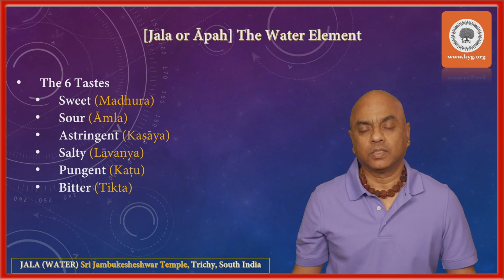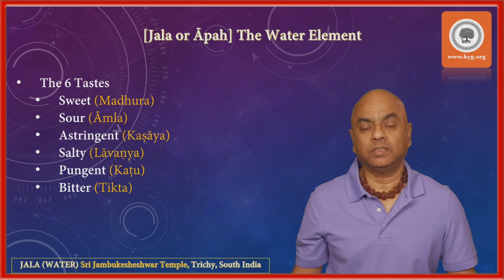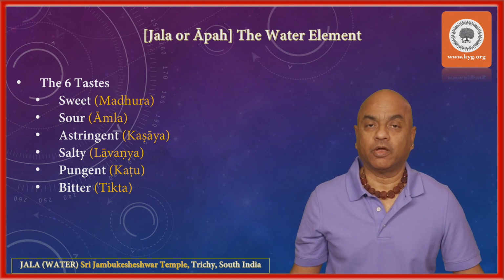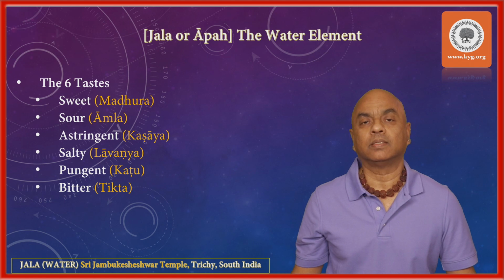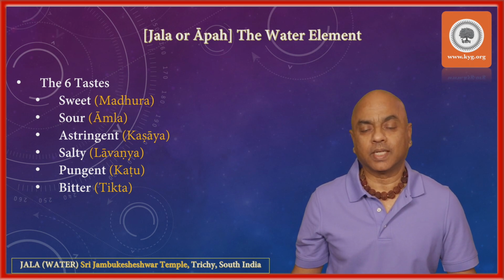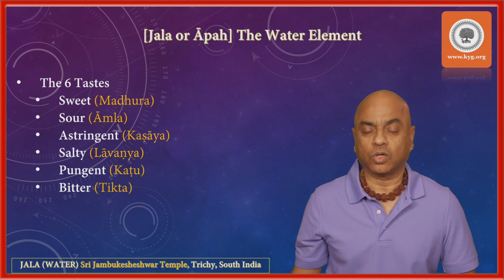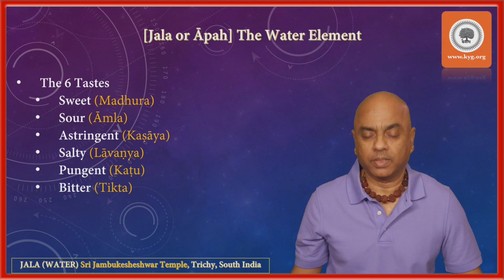Astringent is kashaya, salty is lavana. Then you have pungent, which is katu, and you have bitter, that is tikta. So you have all these 6 tastes: sweet, sour, astringent, salty, pungent, and bitter.